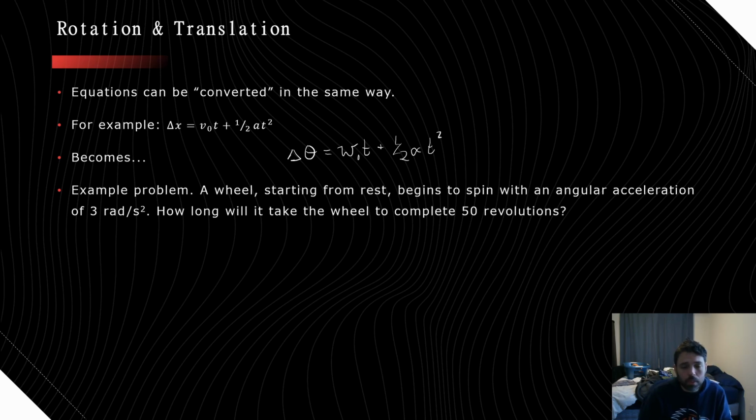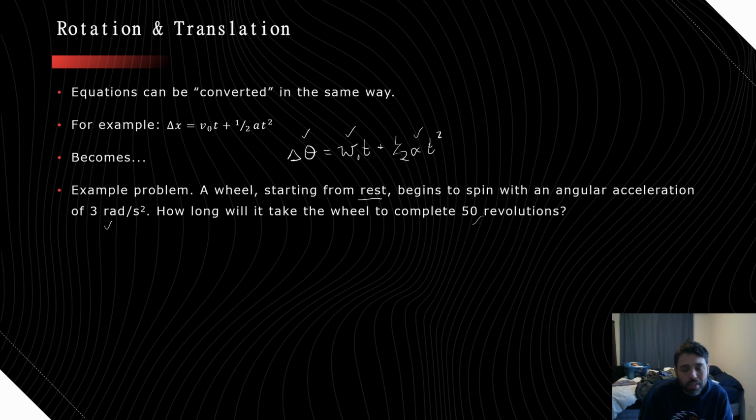All right, so what are we given? We're given an initial velocity, starts from rest, so we know this guy. We know the angular acceleration of 3 pi radians per second squared. We know what the alpha is. And we know how many revolutions it makes. So we know delta theta, right? It's going to go around 50 spins. And so we're going to look for t. We're going to find t.